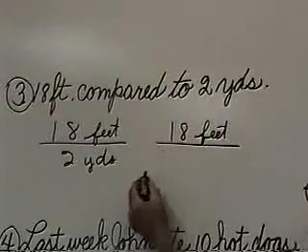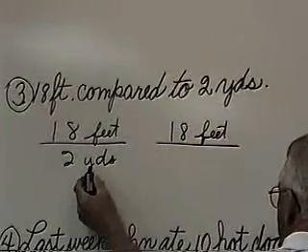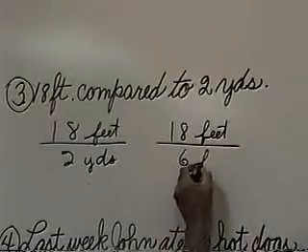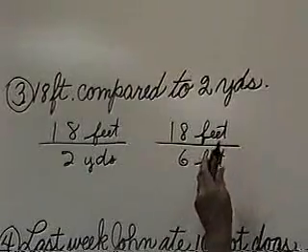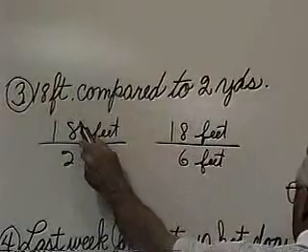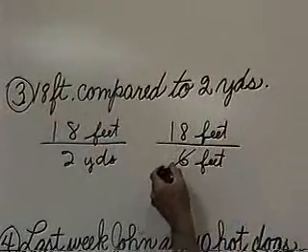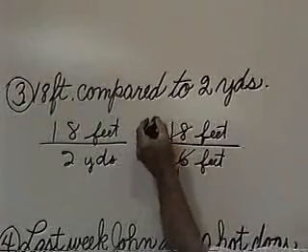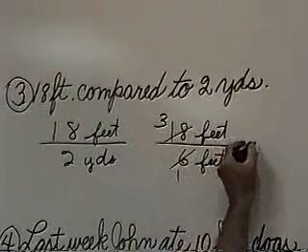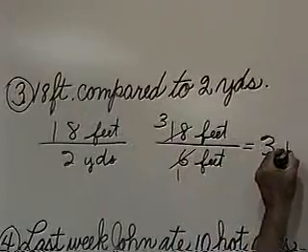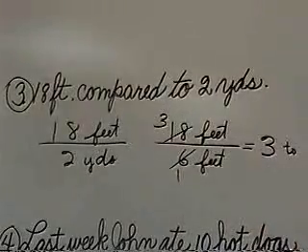So what we need to do is change 2 yards to feet. Well, 1 yard is 3 feet, so 2 yards would be 6 feet. So the comparison of 18 feet to 2 yards is actually 18 to 6. 6 goes into that 1 time, 6 goes into 18 3 times. The ratio then is 3 to 1.